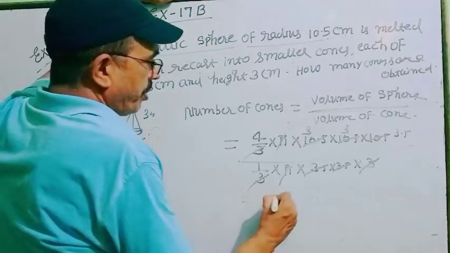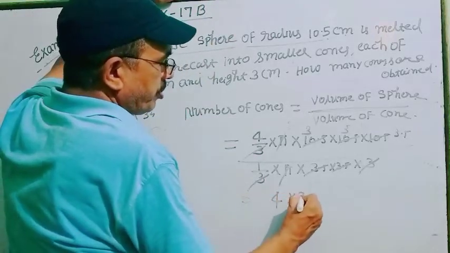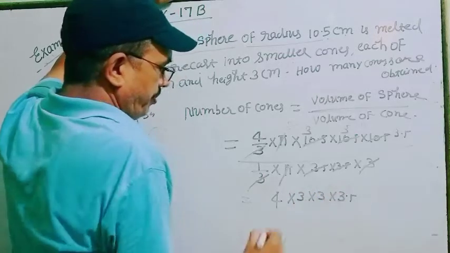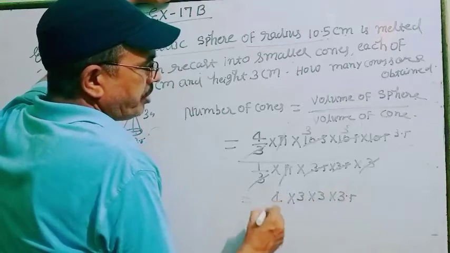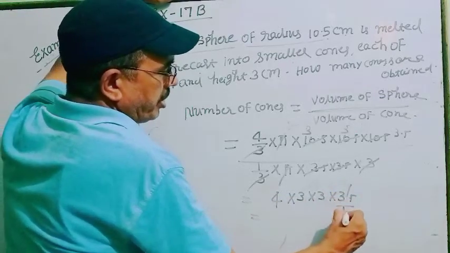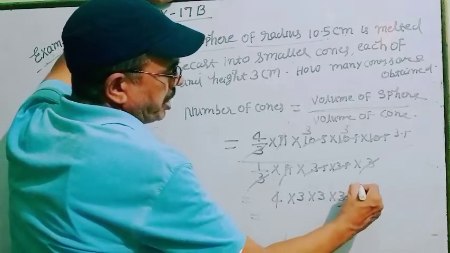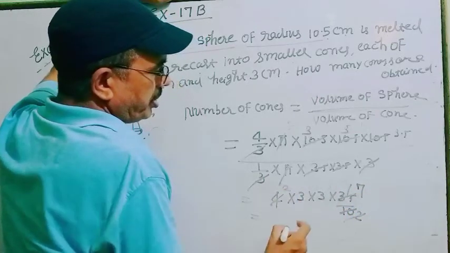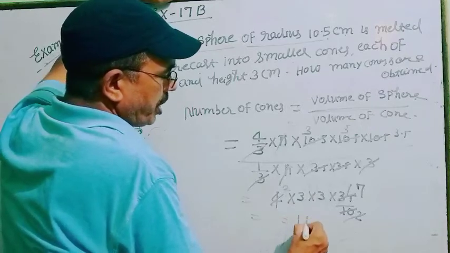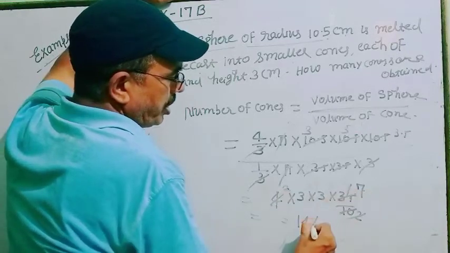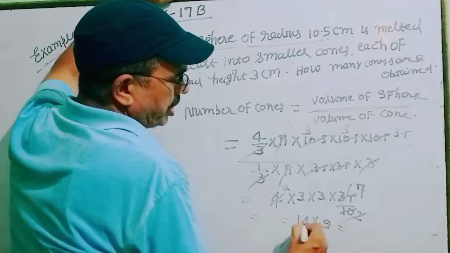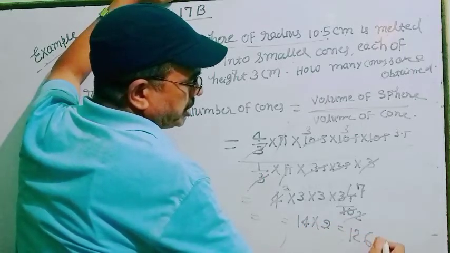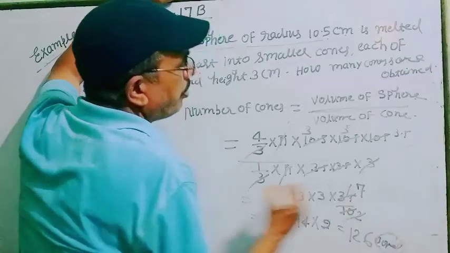So you have 4 into 3 into 3 into 3.5. So 3.5 into 4, you write here 10, and 5 7s are 35, and 5 2s are 10, and 2 2s are 4. So 8, 14, 7 into 14 into 9. Then 9 4s are 36, and 126 cones are formed.